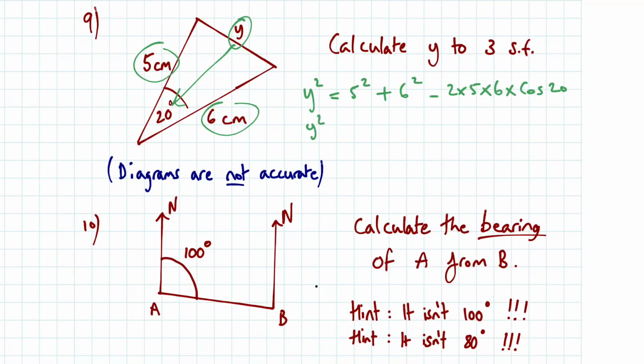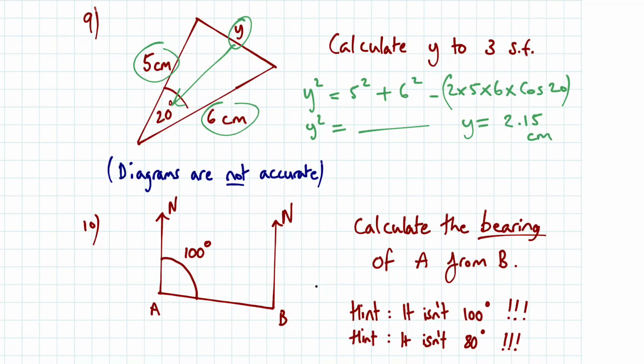If you type that all into your calculator, I like to put this bit in brackets usually. Type that all in, you'll get a number. Square root it, you'll get your answer. And the answer we're actually looking for in this case, to 3 significant figures, is 2.15. And it does need units put in at the end.